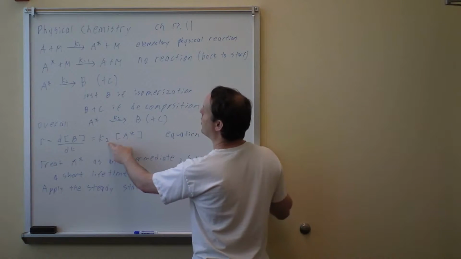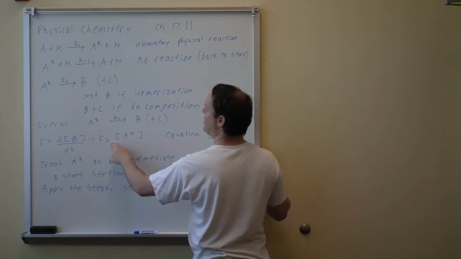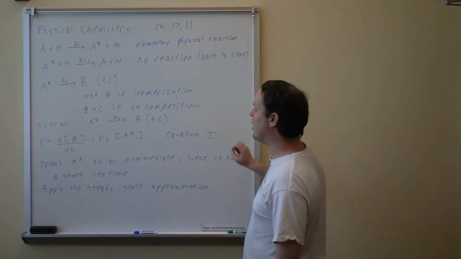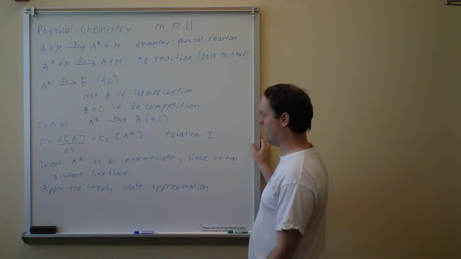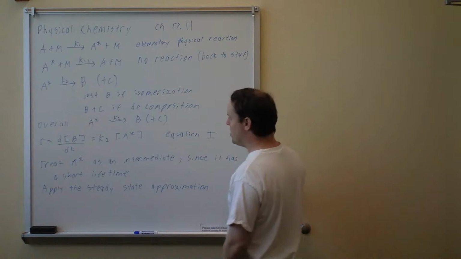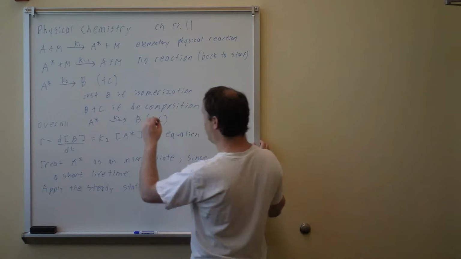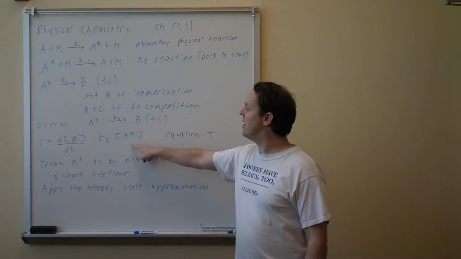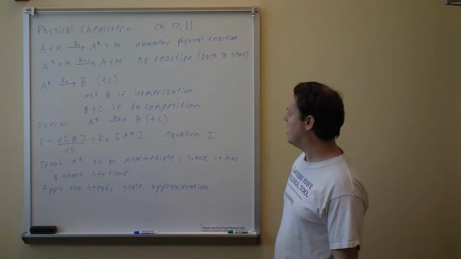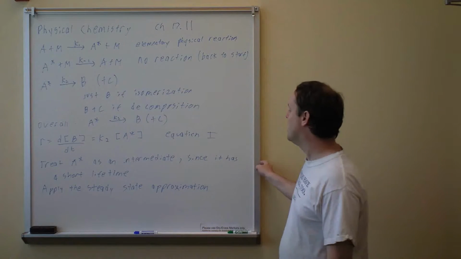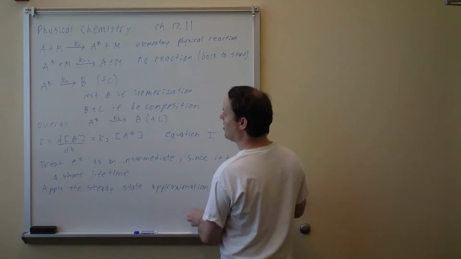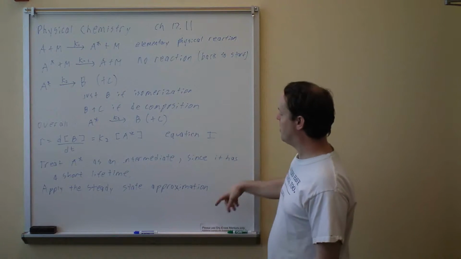And that's going to be equal to our rate constant for the second elementary reaction, K2, times the concentration of A star. And this we'll call equation 1 for future reference, because we're going to be doing something here. So we're going to treat A star as an intermediate, because it has such a short lifetime. Remember, this is a high energy state, and that energy is eventually going to go somewhere, somehow. So what we're going to do, we're going to apply the steady state approximation to this reaction and see what we can learn.